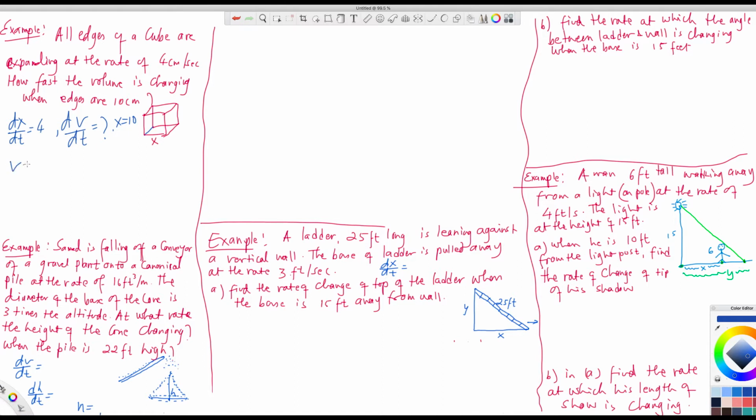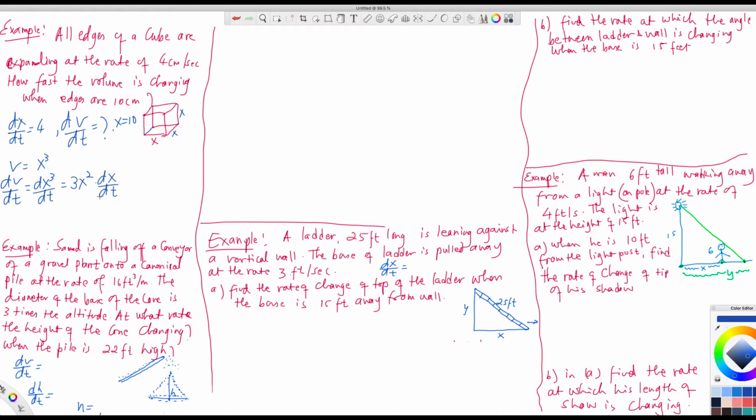So what is the formula for V? We know that V equals x cubed, right? For a box, the volume is L times W times h. But since a cube has all sides x, x, and x, it will be x times x times x. So V is x cubed. So what will be dV over dt? I'm basically finding the derivative with respect to t. So it will be d of x cubed over dt, right? So this will give you 3x squared times dx over dt, right?